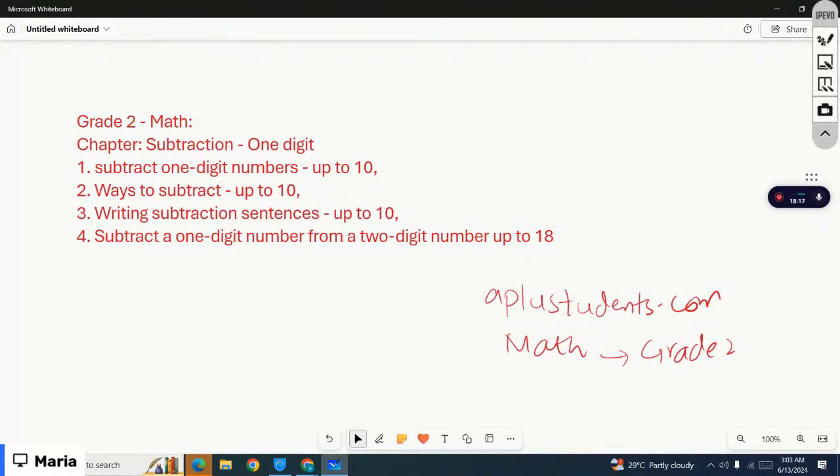The lessons we're going to cover today are subtract one digit numbers up to 10, ways to subtract up to 10, writing subtractions, and subtract a one digit number from a two digit number up to 18. So please make sure you have your notebook and pencil so that you can note down the important examples and definitions as well.